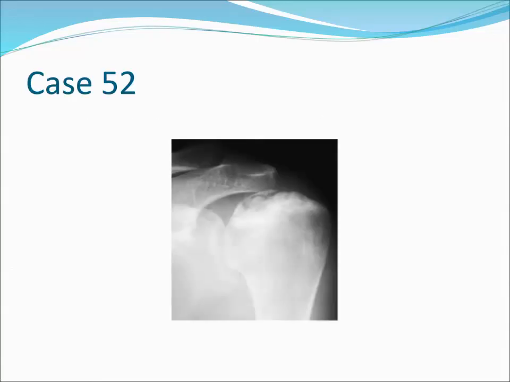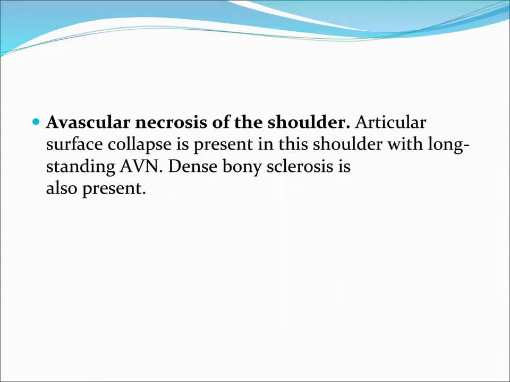Avascular necrosis of the shoulder. Articular surface collapse is present in the shoulder with long-standing AVN. Dense bony sclerosis is also present.